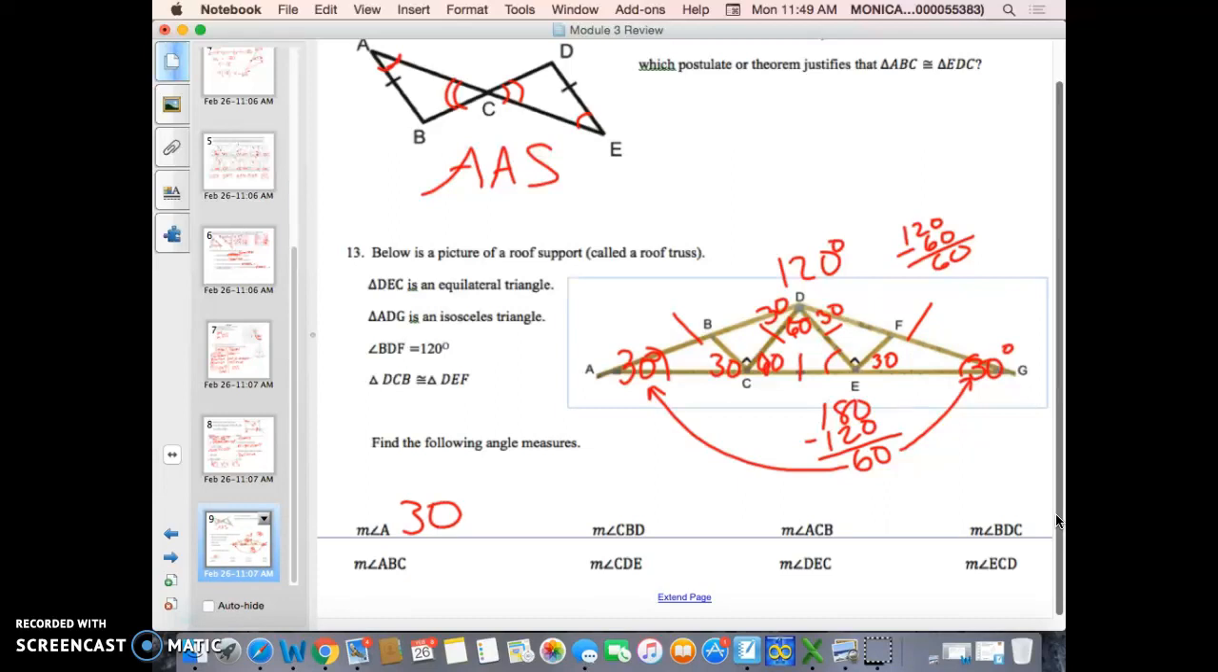ABC is going to have to be 120, because if this one's 30 and this one's 30, what's left here is 120. There's 180 minus 60, that's 120. Okay. CBD, well, this is 90 and 30. So 90 plus 30, that's 120. So that was 60.